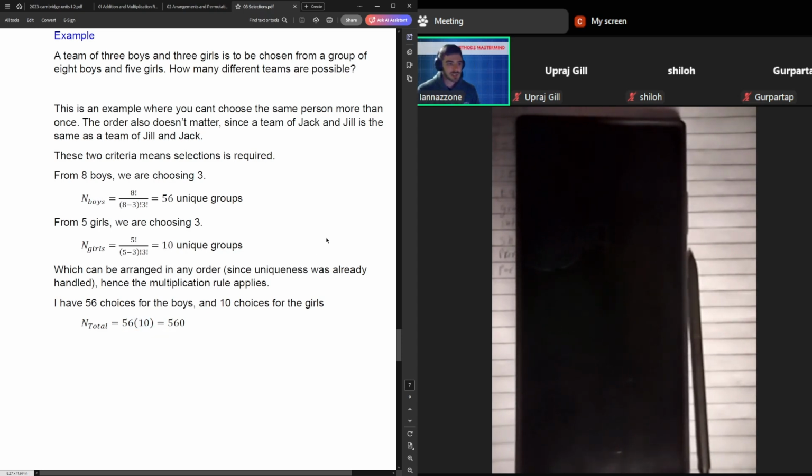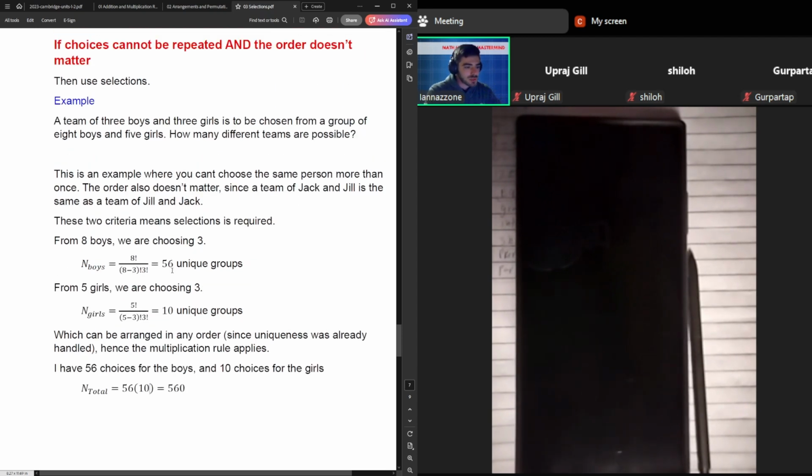As far as how to find those combinations, that's when you look at each of those individual groups and you use the selections equation. There were 8 boys, we're choosing 3. There were 5 girls, we're choosing 3. So you plug those into your equations, simplify things down, and then those become the numbers that you multiply together.